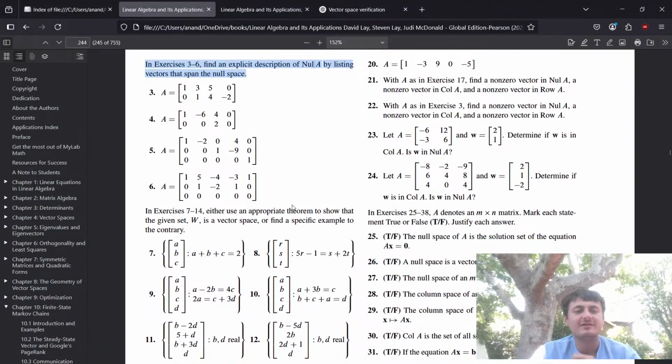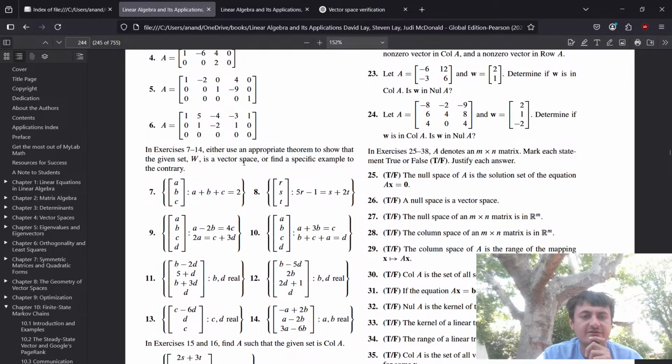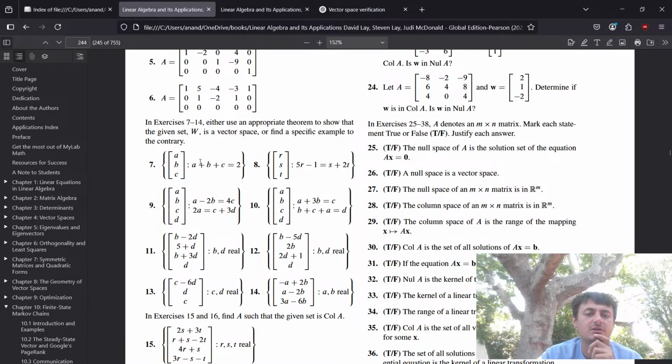I don't know. Okay. Use an appropriate theorem to show that the given set W is a vector space, or find a specific example to the contrary. All right. I wanted to do these because I feel like these are pretty good. All right. So 7, W is the set A, B, C, such that A plus B plus C is equal to 2.